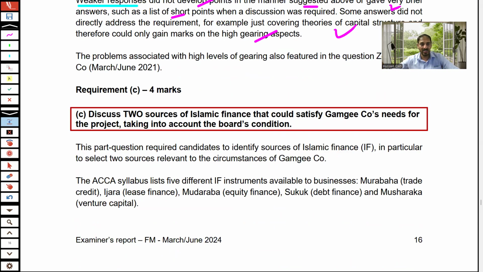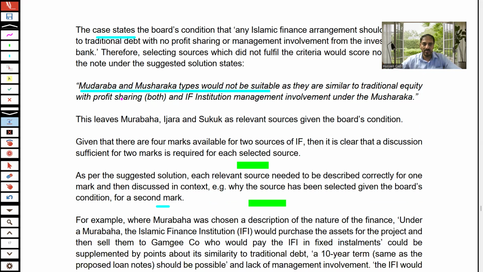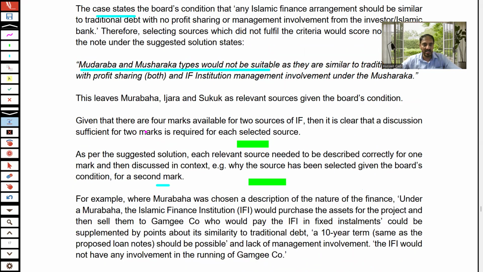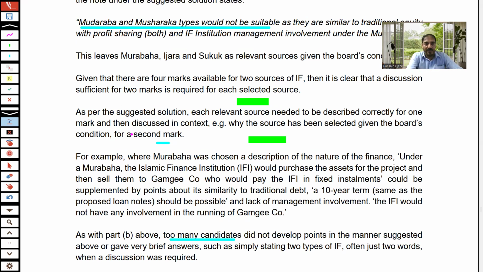Yes, what the examiner report says is that we have already covered Mudarba and Musharaka types are not suitable here. Yes, some specific points. There are 4 marks available for 2 sources of finance.